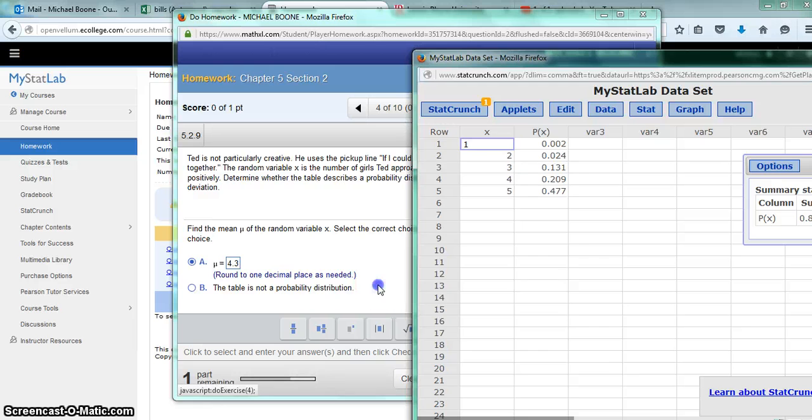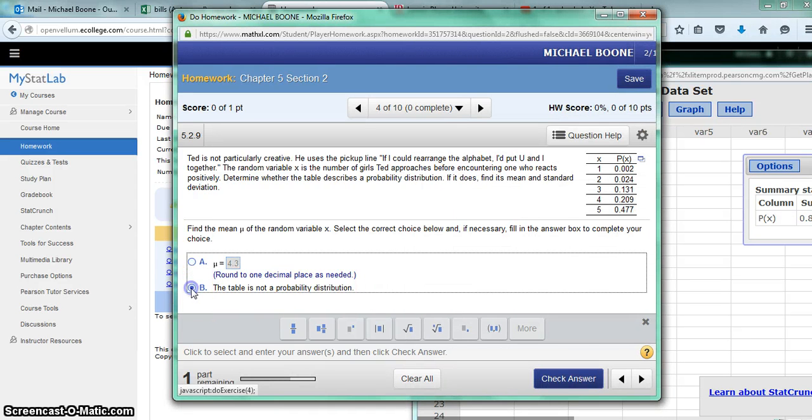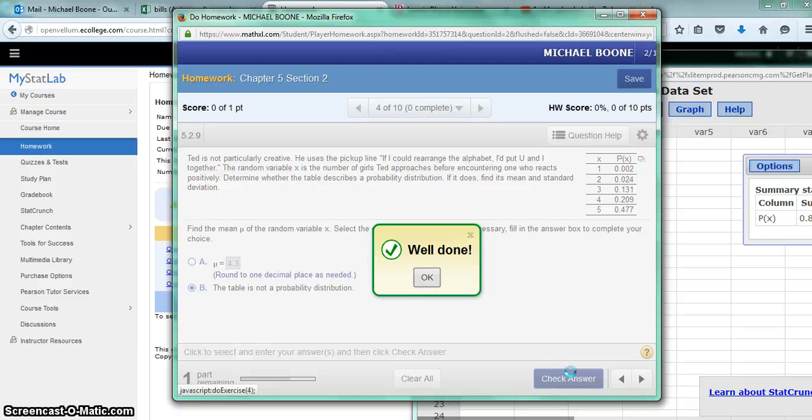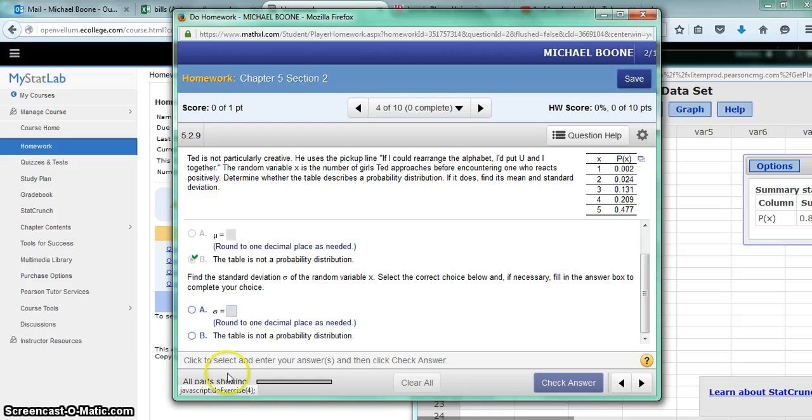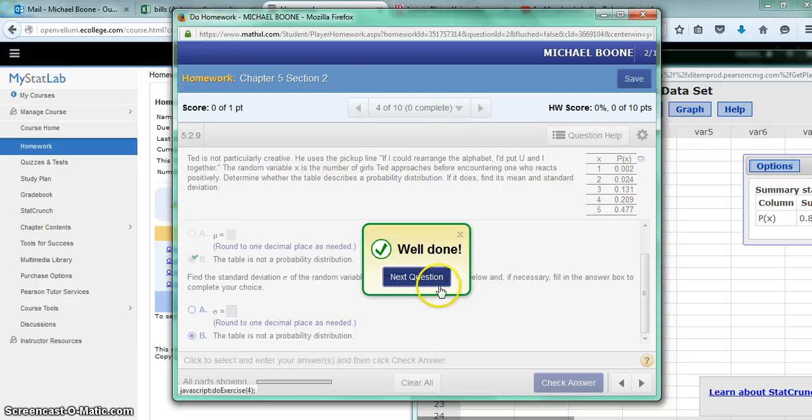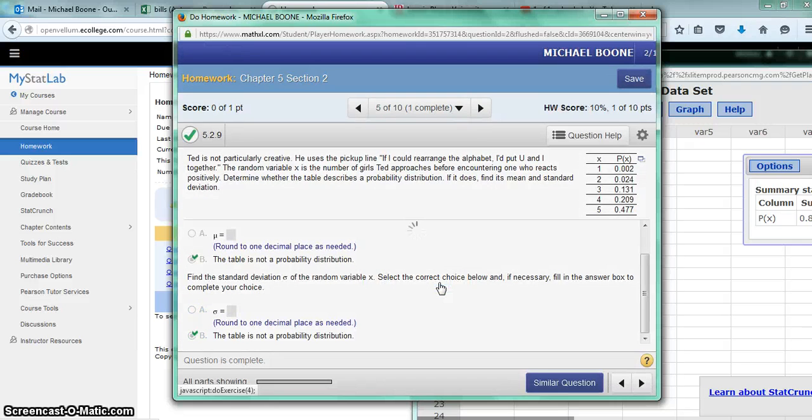So I'm glad we checked that, because that means this is not a probability distribution, right? So they tried to sneak one in on us. But hopefully you saw what we did for the first part, right? We calculated the mean and standard deviation if it was a probability distribution. But this one was not, and so we got away with one.